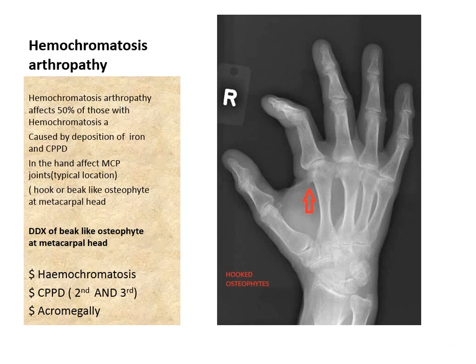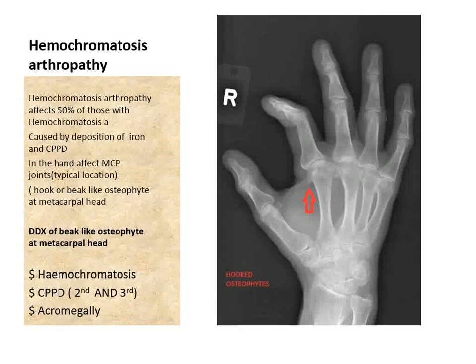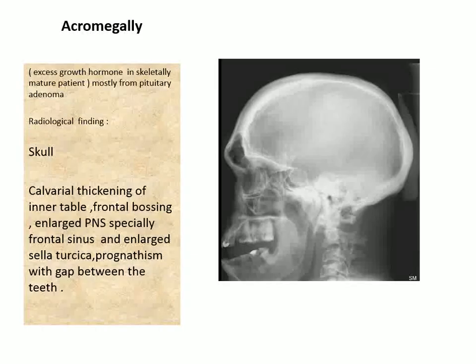For differential diagnosis of this, we have hemochromatosis, which will be diffuse, affecting all the metacarpal heads, or CPPD, which will mainly be localized, affecting mainly the second and third metacarpal heads, and the third differential is acromegaly. We can differentiate them by looking for other associations for each disease.